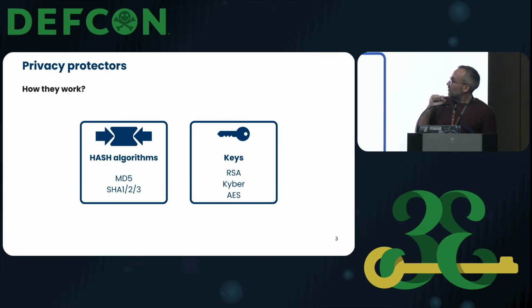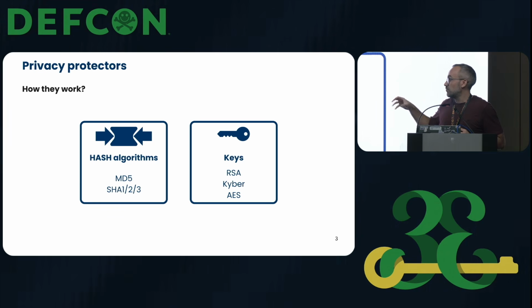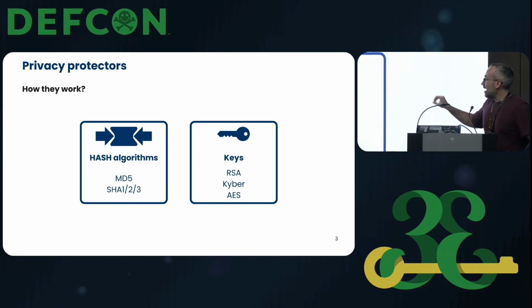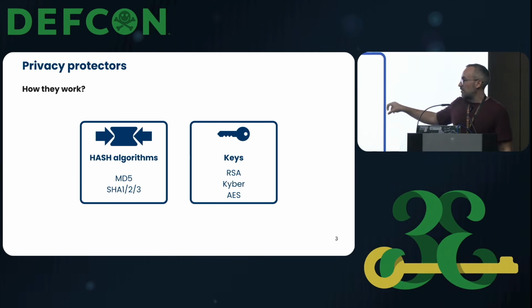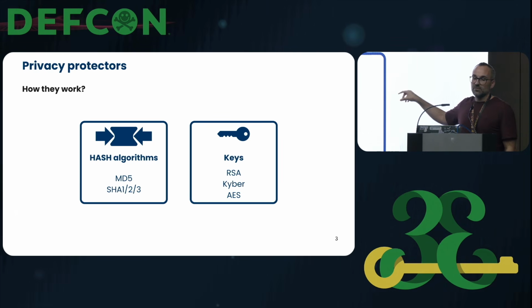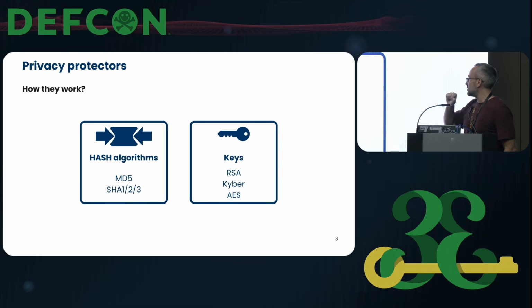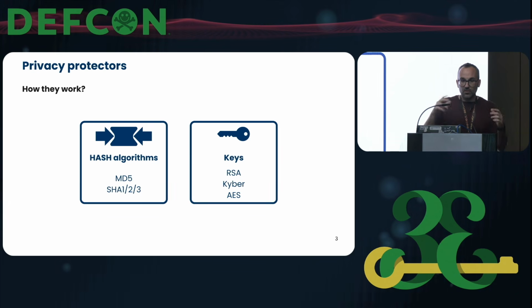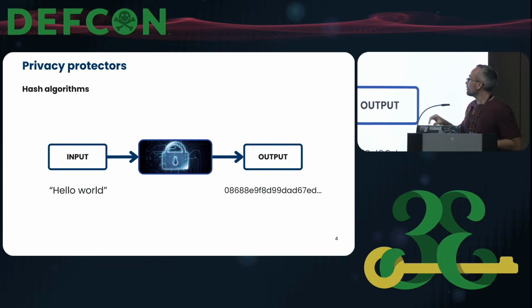Well, first, we're going to talk about the privacy protectors. Among the privacy protectors, we can find hash algorithms and keys. Regarding hash algorithms, we have MD5 and the SHA family, SHA1, 2, and 3. If you're still using MD5 or SHA1, you are in the correct talk. Regarding the keys, we have RSA, Kyber, and AES. We're going to see how they work very quickly.